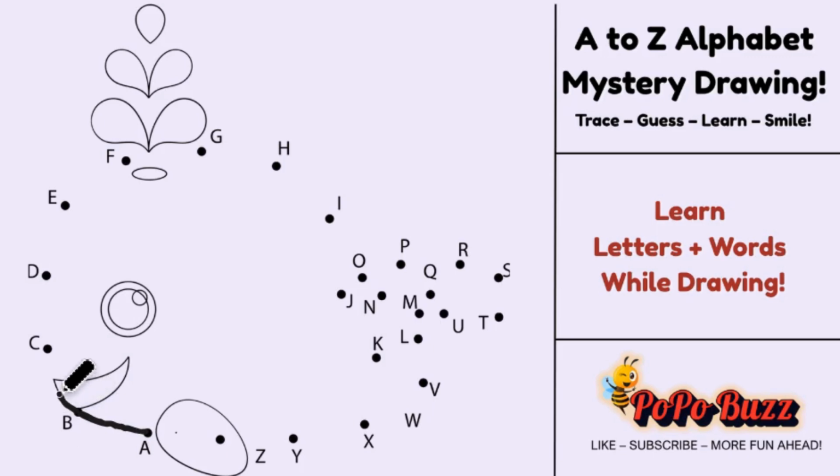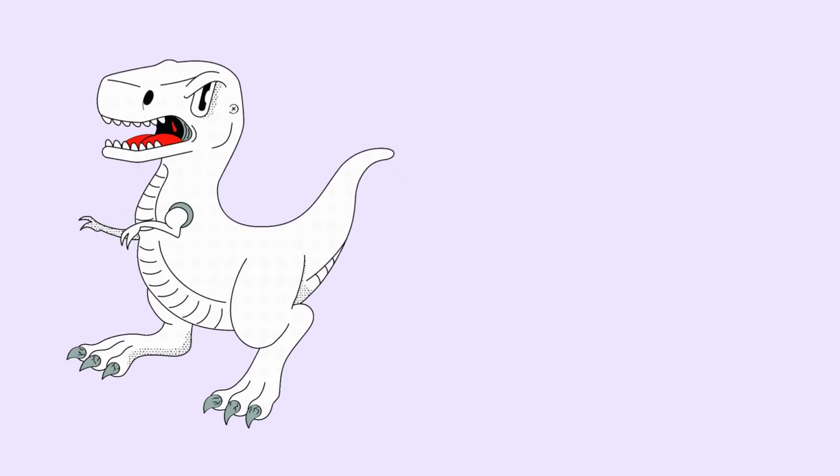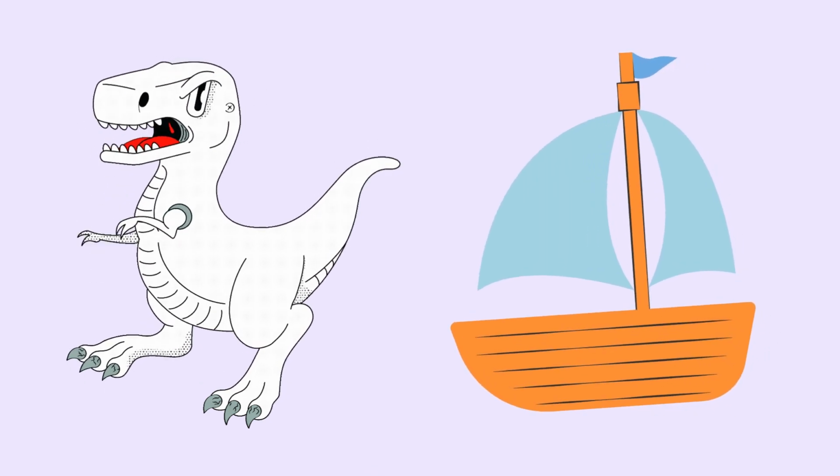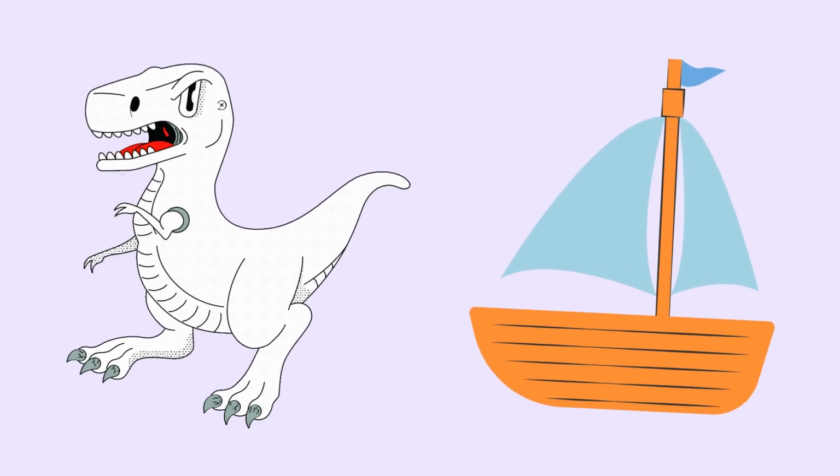Let's take a curve to C. C is for cat. Meow. Now slide to D. D is for duck. Quack, quack. Zoom up to E. E for elephant. Hoo-hoo. So far, we've made some curves and bumps. Could it be a dinosaur? Or maybe a boat? What do you think?